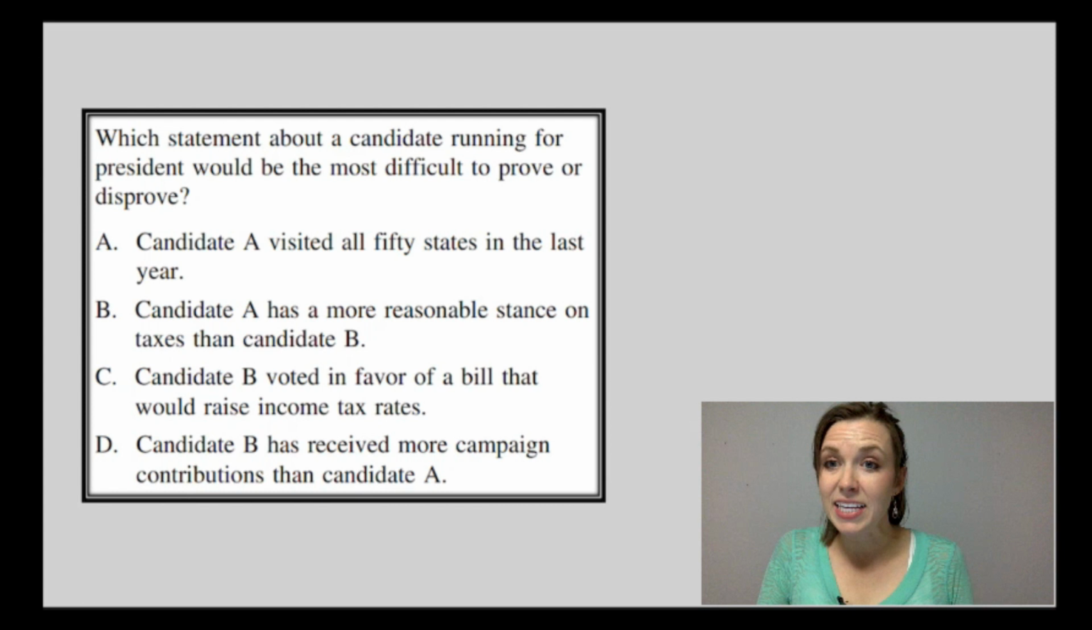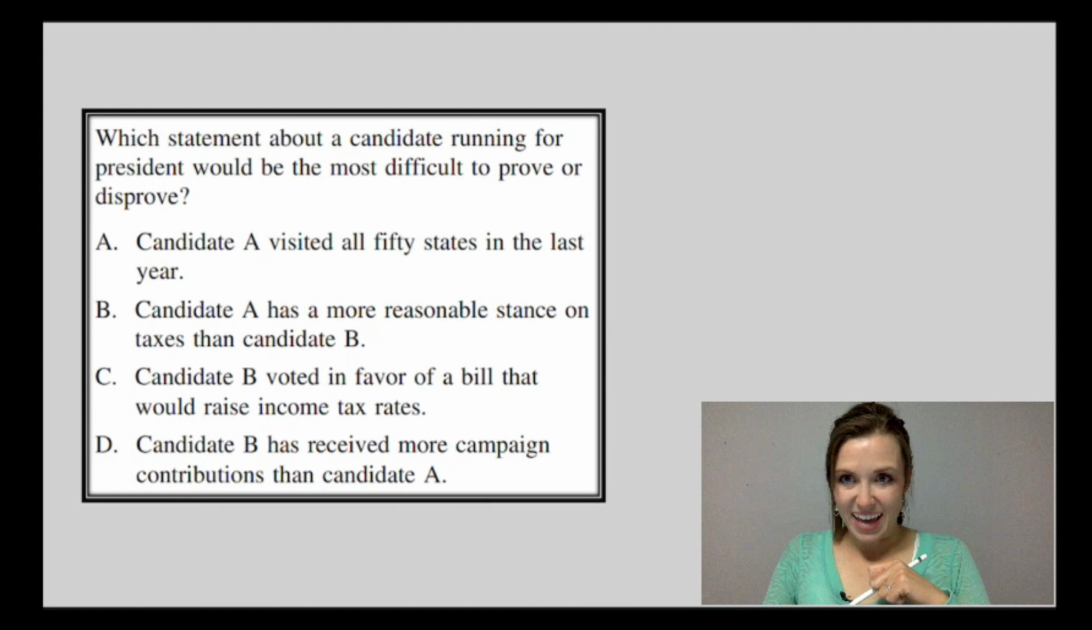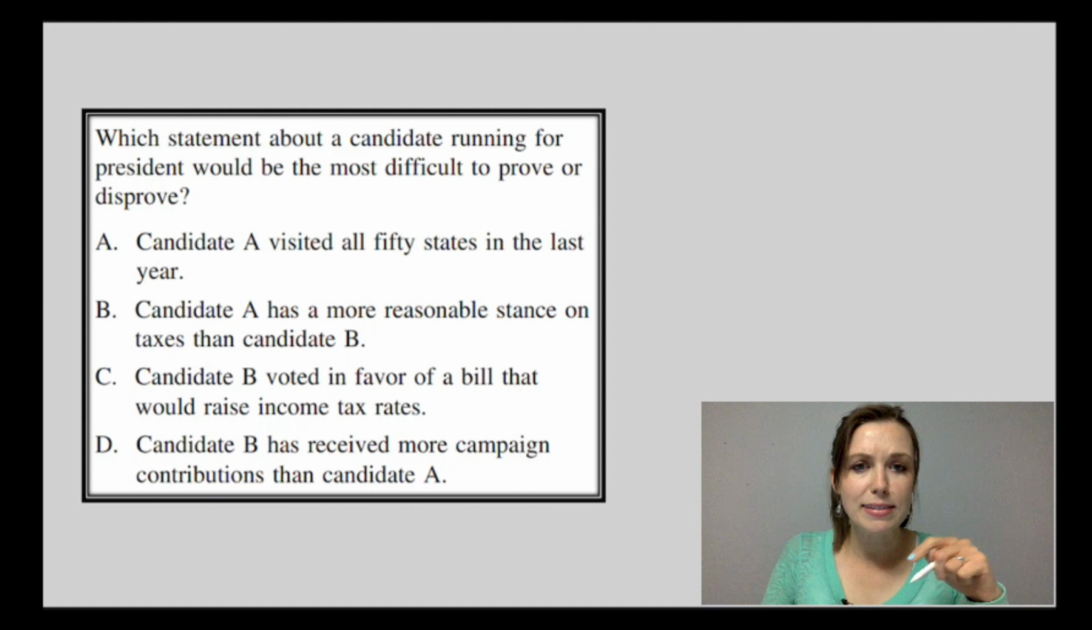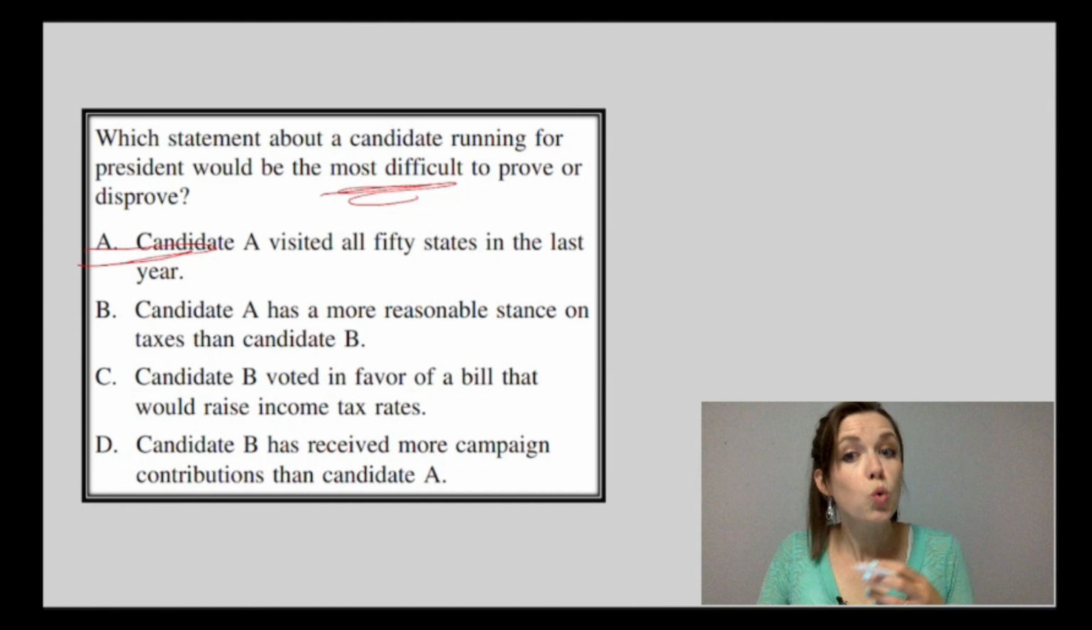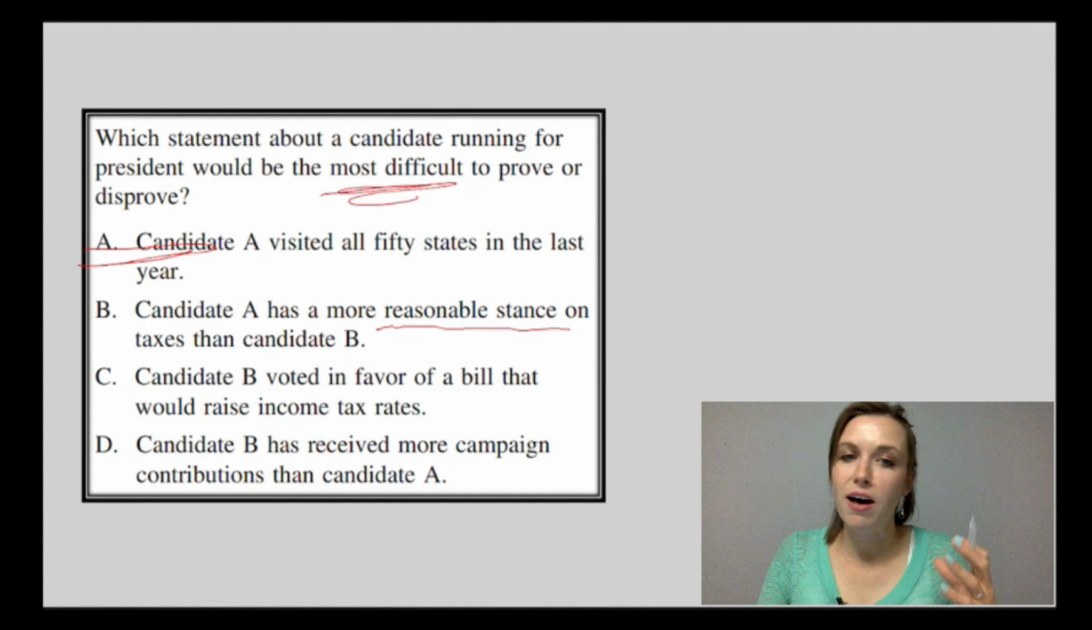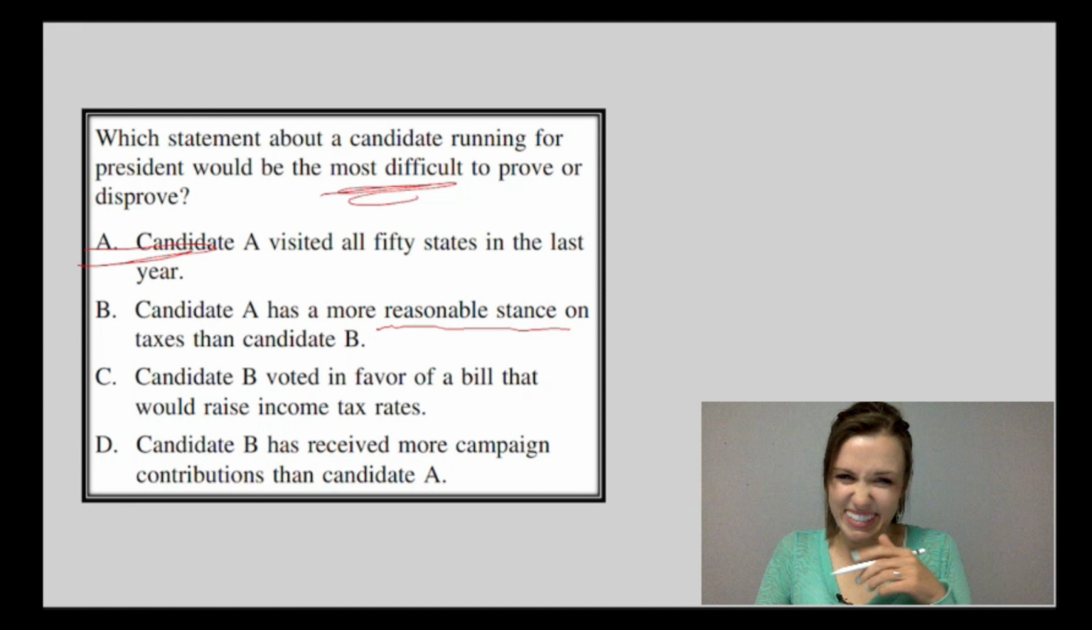Which statement about a candidate running for president would be the most difficult to prove or disprove? Okay, this is kind of like one that we answered before about proving and disproving. Okay, A, candidate A visited all 50 states in the last year. Yeah, they could say, all right, he visited Wisconsin on this day and Oklahoma on this day, New Jersey on this day. That'd be pretty easy to prove, right? And we're looking here for most difficult. Okay, candidate A has a more reasonable stance on taxes than candidate B. Notice here, it says reasonable stance. What does reasonable stance mean? It's really the perspective of whomever is reading or listening, right? So let's keep reading though. Candidate B voted in favor of a bill that would raise income tax rates. Yes, that's very easy. He voted for that.